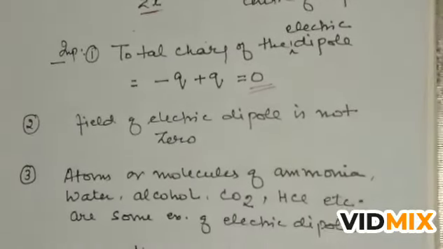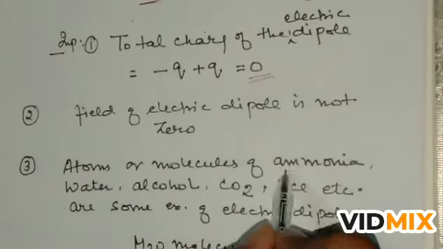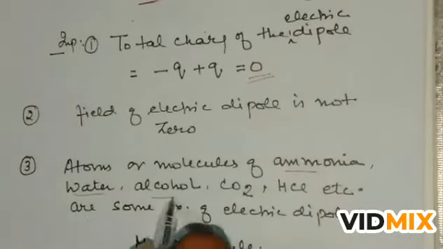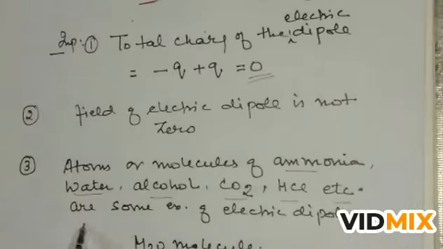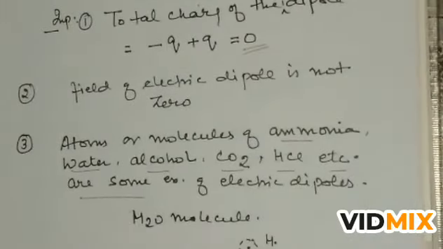Examples of dipoles are atoms or molecules of ammonia, water, alcohol, carbon dioxide, HCl, etc. These are the examples of electric dipoles.